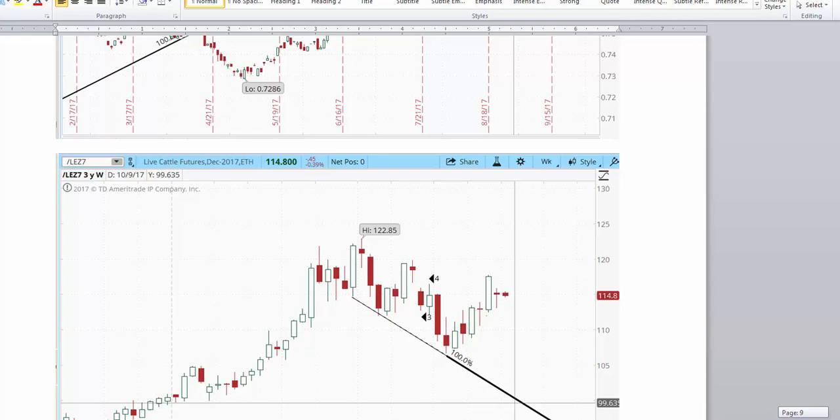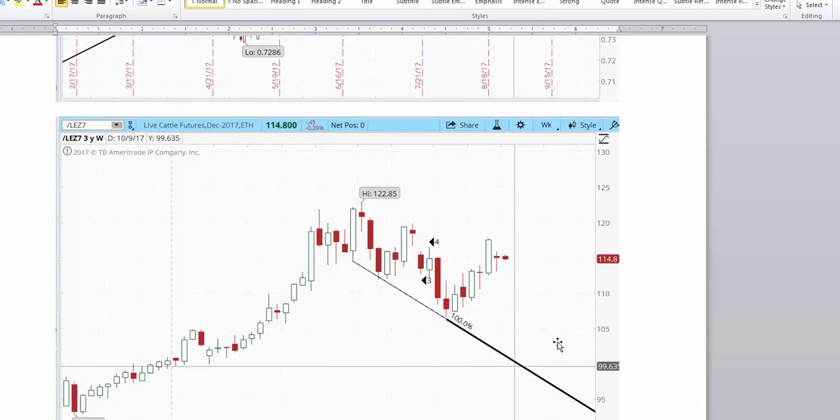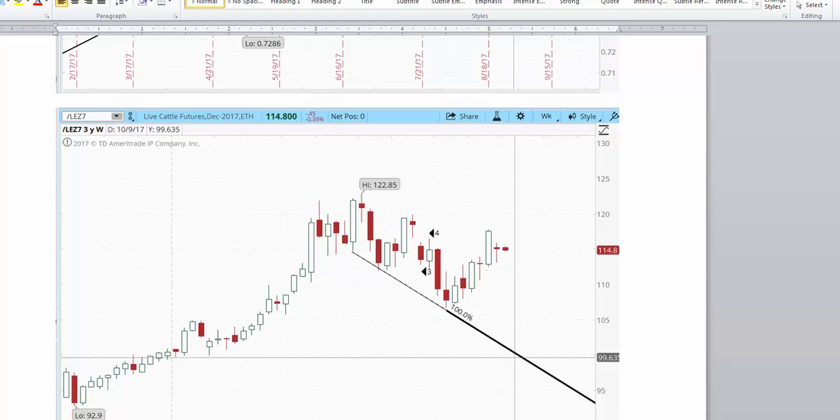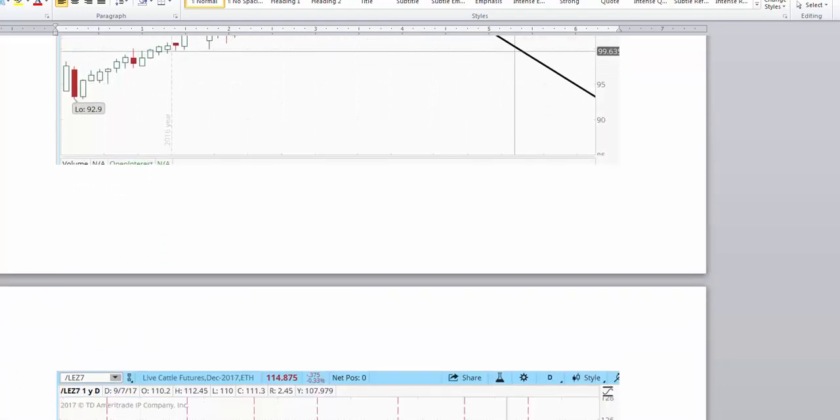What is this one here? Live cattle. Nice live cattle chart. This is December. So here we have our 5, 4, 3, 2. We'll have to look inside to see the 5, 4, 3, 2, 1. Let's take a look.